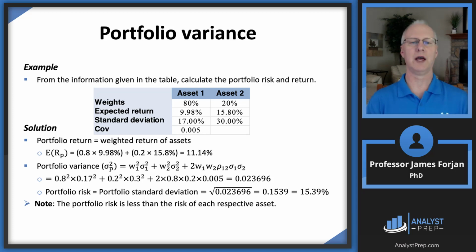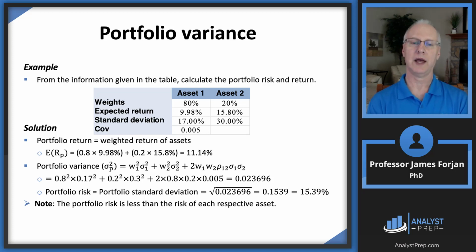All right, so let's go ahead and do the 2 things that we've done so far. We've calculated the mean and the standard deviation. So the mean is going to be a weighted average, right? So we have 80% of our portfolio providing us with 9.98%, and then 20% of our portfolio providing us with 15.8%, right? So we just take that weighted average. And so if we invest in asset 1 and asset 2, we can reasonably expect to get 11.14%. That's the expected return on the portfolio.